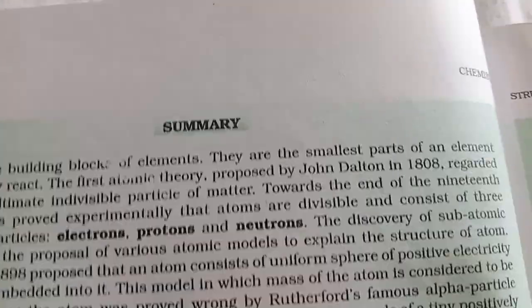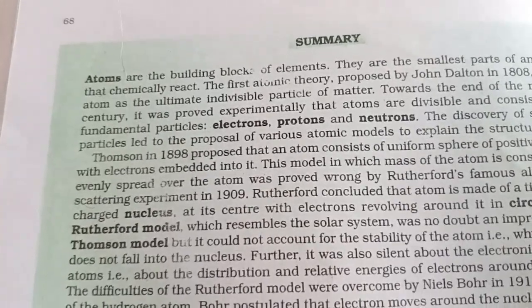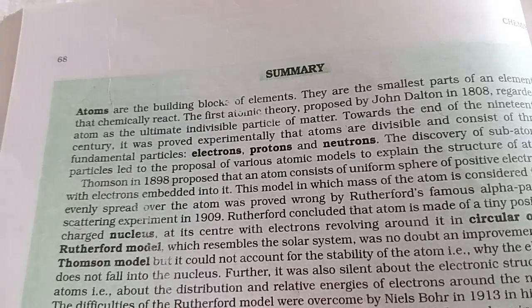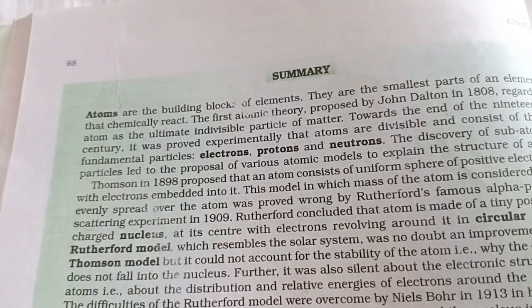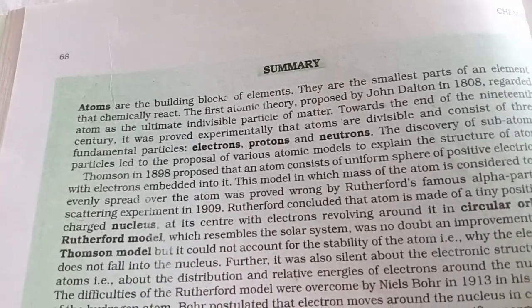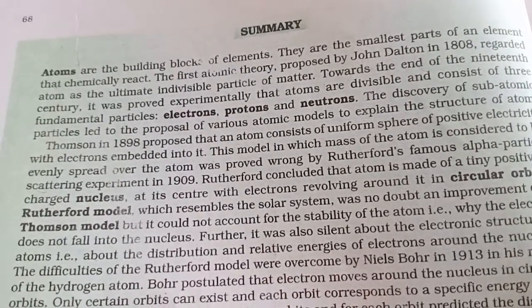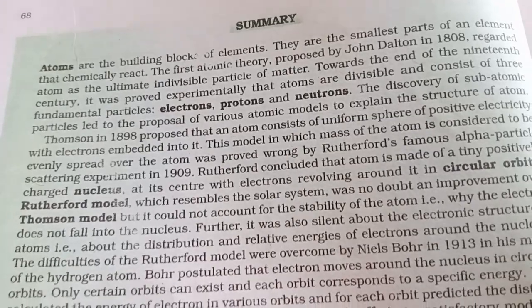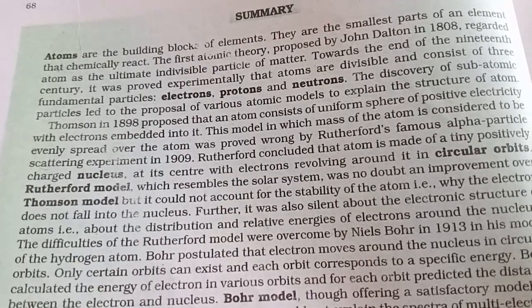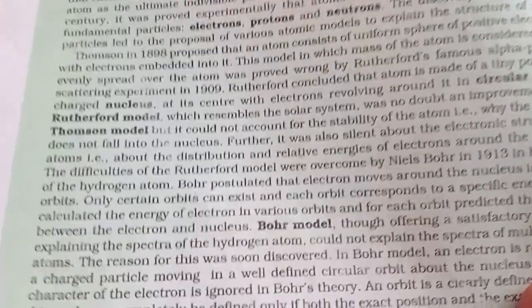They are the smallest part of an element that chemically react. The first atomic theory proposed by John Dalton in 1808 regarded atom as the ultimate indivisible particle of matter. Towards the end of the 19th century, it was proved experimentally that atoms are divisible and consist of three fundamental particles: electrons, protons and neutrons. The discovery of subatomic particles led to the proposal of various atomic models to explain the structure of atom.